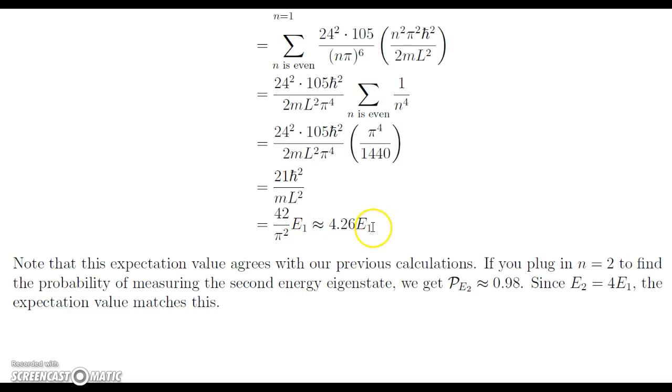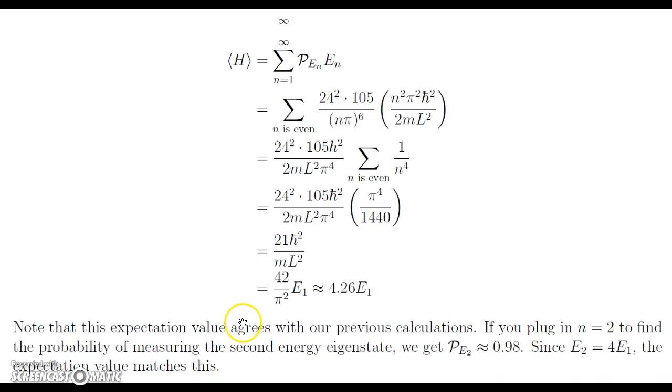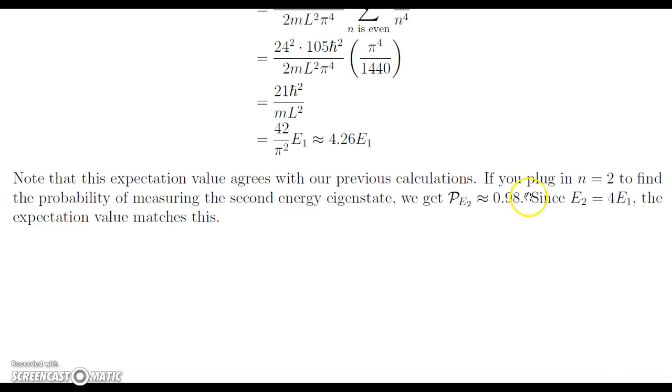This is actually really nice because it lets us check if our expectation value makes sense and if it's what we expect. So we should note that if we plug in n equals 2 to this probability right here, we're going to get approximately 98%, 0.98. And here we note again that the second energy value, the first excited state, is going to be equal to 4 times the ground state. And here we have 4.26 times as our expected energy measurement.